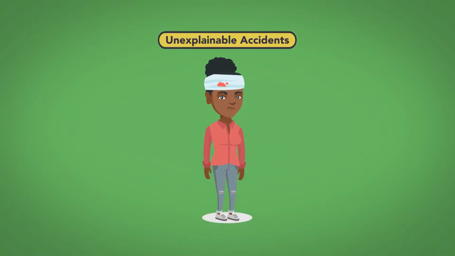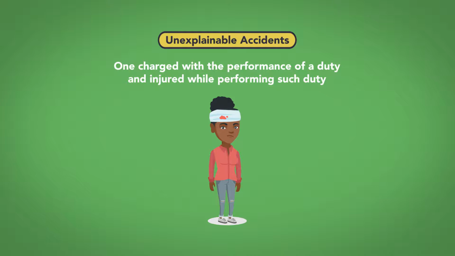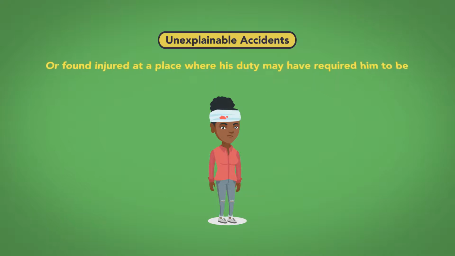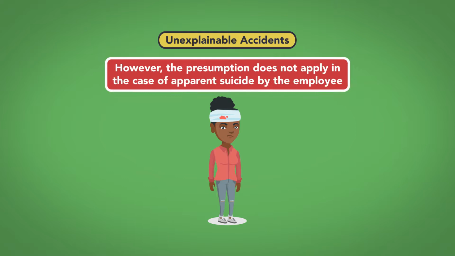Unexplained accidents may be presumed compensable in some jurisdictions. One charged with the performance of a duty and injured while performing such duty, or found injured at a place where his duty may have required him to be, is injured in the course of and as a consequence of the employment. However, the presumption does not apply in the case of apparent suicide by the employee.